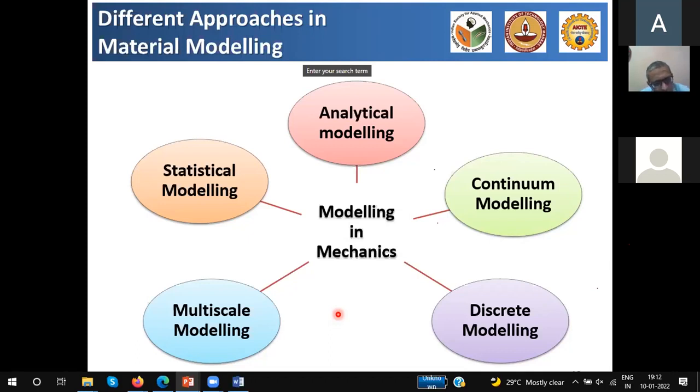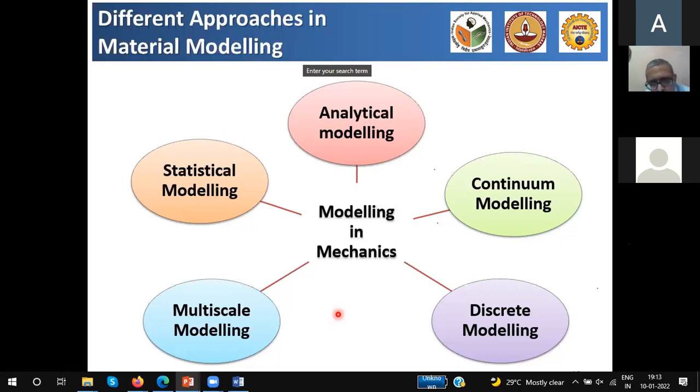And if you go much deeper into the material, you end up with molecular dynamics type of modeling, where you look at it from the standpoint of molecules, atoms, and so on. So that is where you end up with statistical modeling. So depending upon the type of question that you ask, you can choose to adopt any one of these methods and then get some answers out of it.